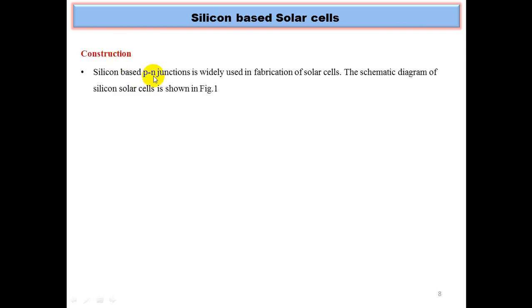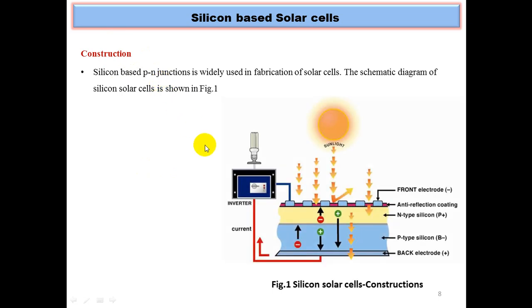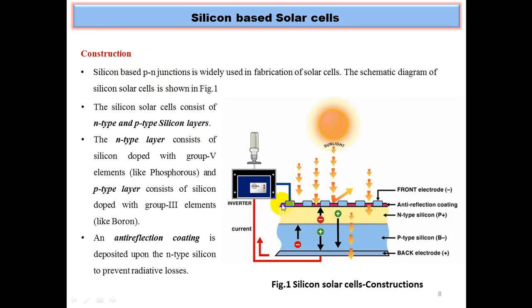A schematic diagram of the silicon based p-n junction is displayed over here. It consists of n-type silicon, which is formed by doping group 5 elements in silicon, and p-type silicon, which is formed by doping group 3 elements such as boron, and we have an anti-reflection coating which is deposited upon the n-type layer.